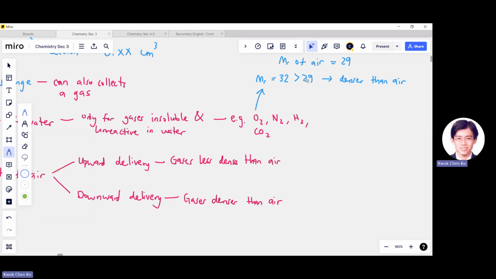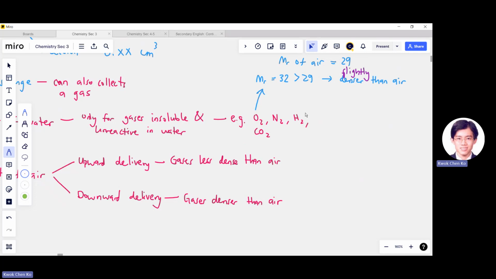But there's one important thing to recognize. 32 is still very close to 29, so it's only slightly denser. Therefore, typically for O2, we do not use either of these, because the density is still quite close to air. So therefore, we cannot use any of these.